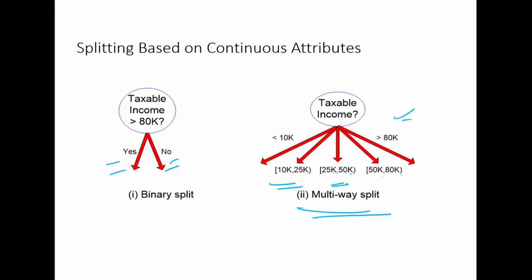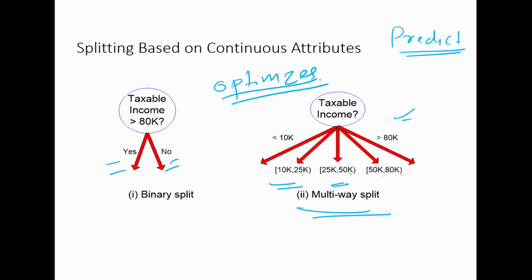You have to go with the splitting criteria that actually optimizes the classification. The idea here is to get the correct prediction, right? If somebody is going to cheat, your model should be able to provide that information beforehand, given his income, marital status and refund status. So that's the idea. The split will happen based on this end result, or this objective.